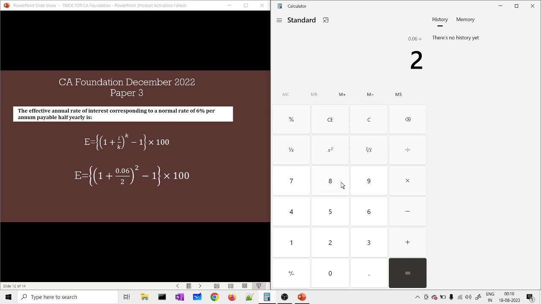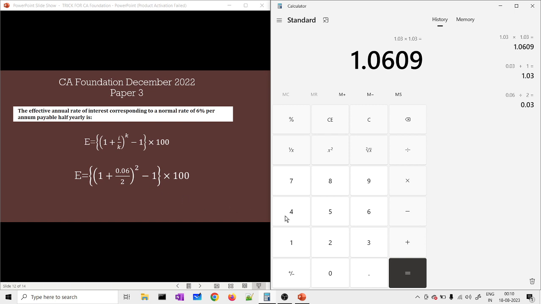Then I will do plus 1. Then I have to do power 2. How can I get the power 2? I'll write multiply, equal to. You can see it is 1.03 into 1.03, it becomes power 2. If I want power 3, I'll do multiply, equal to 2 times. If I want power 4, I'll write multiply, equal to 3 times. So whatever power you want, you do multiply and equal to one time less. If I want power 10, I'll write multiply, equal to 9 times. Right, so I am done till the square part.